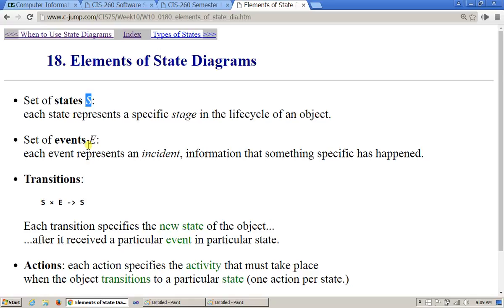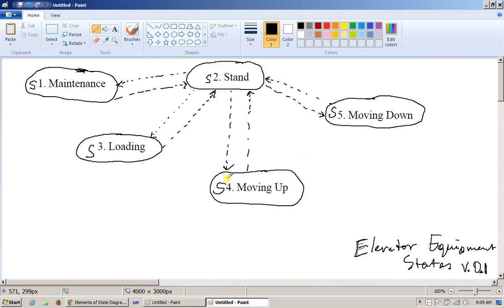Okay, set of events. Like we mentioned earlier, we could be having a set of events. So let's think about events or incidents that may trigger state transitions. The events that drive these transitions, from one state to another, can be written as labels attached to these transitions.